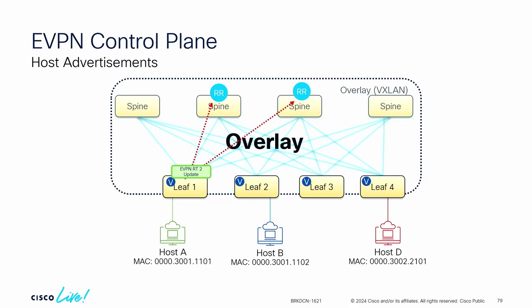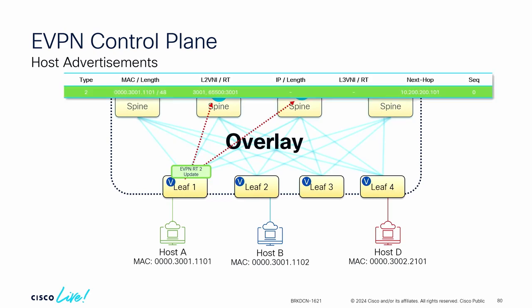What I'm going to do is take that information and send it up to my spine, and I'm going to start building a table. In that table, I can see route type 2, I can see the MAC address and its length, and I can see my layer 2 VNI, the VXLAN encapsulation of what that looks like, and then my route target, and then my next hop. So the next hop is always going to be that leaf where it's sourced from. That makes sense?